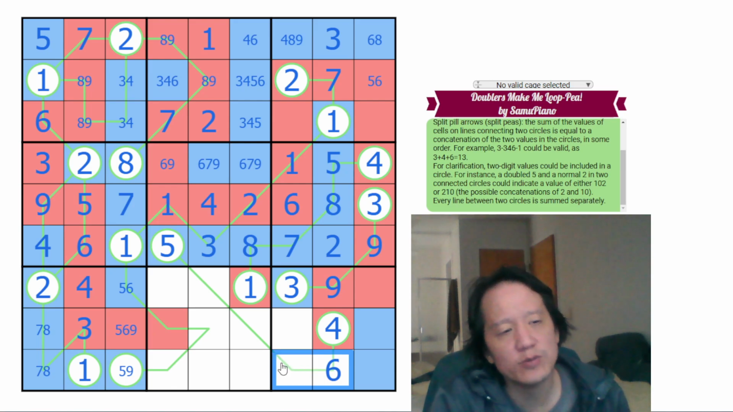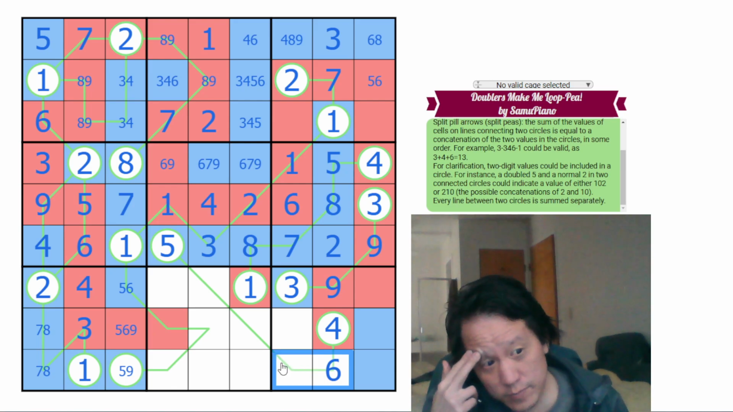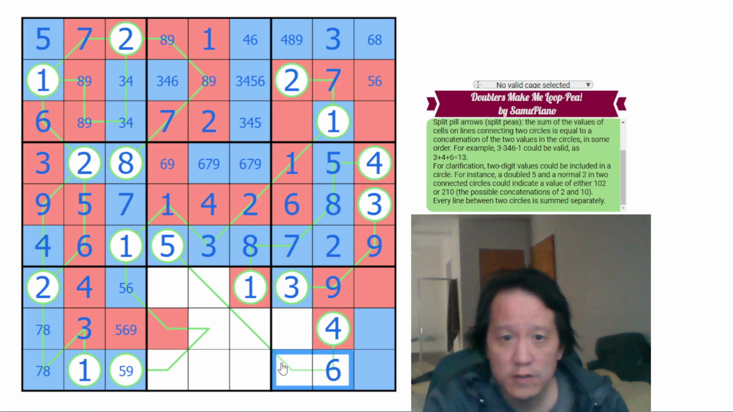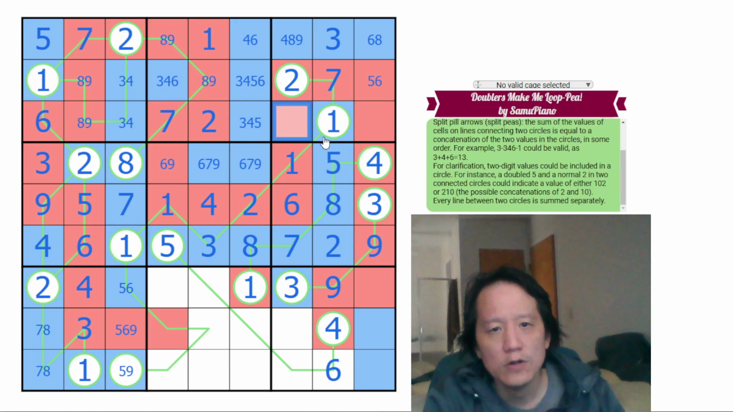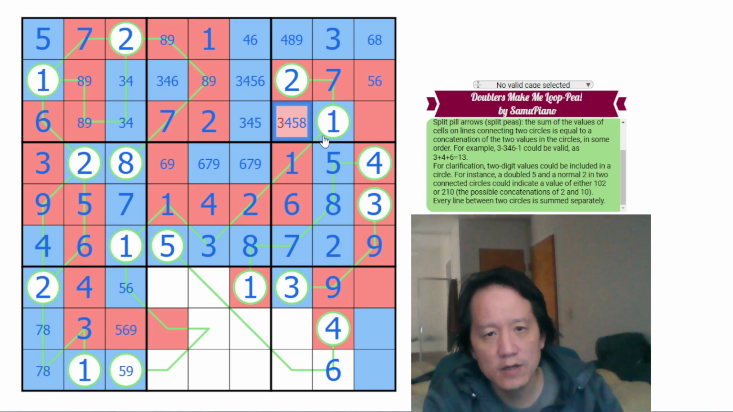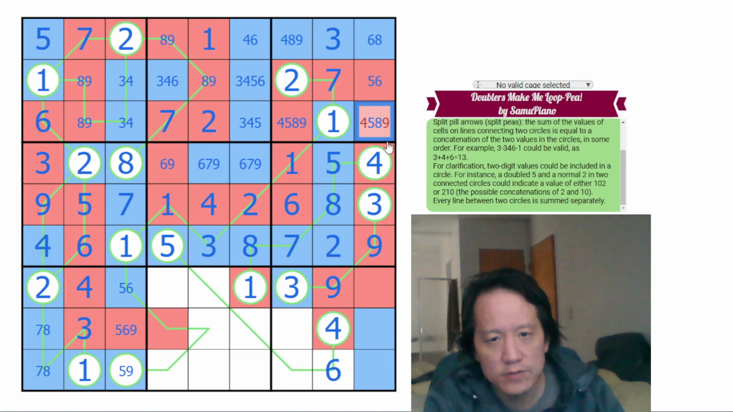Do these both have to be doubled? No. Technically not. Okay, let's fill in some digits then. We have 3, 4, 5, 8, and 9. Okay, no 3, no 3. 4, 5, 8, 9. So no 4 or 9.